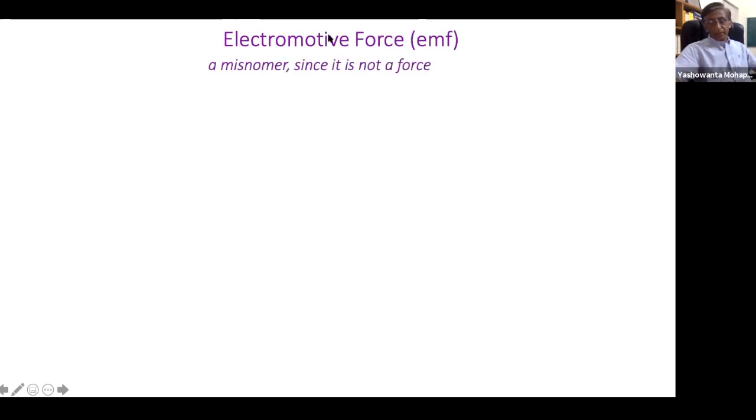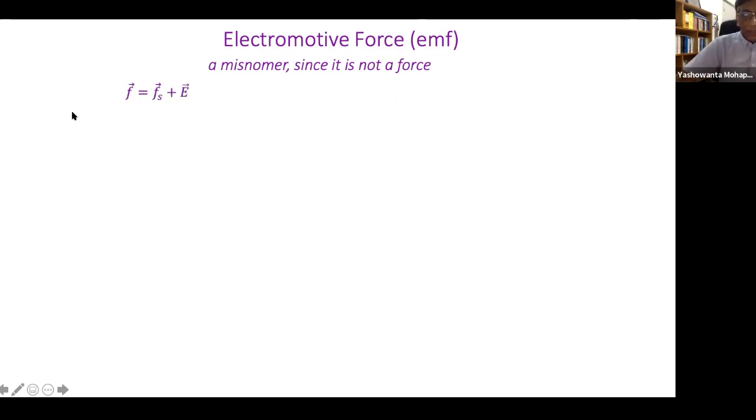Let me start with something that you are familiar with, that is the electromotive force. Most often we call it EMF. First thing to notice is that's a misnomer. Simply it is not a force at all. But this EMF has acquired a life of its own, and hence we will stick with it.